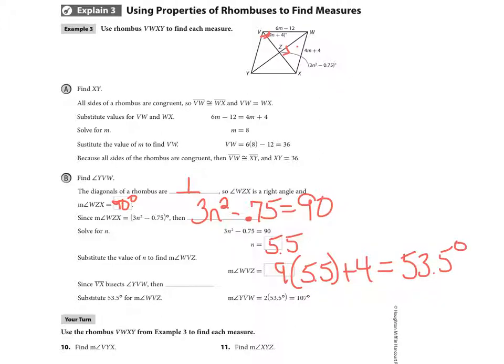And because we know that this diagonal up here bisects the angle, then that's half. And so if we multiply that by 2 or add it to itself again, we get 107 degrees.